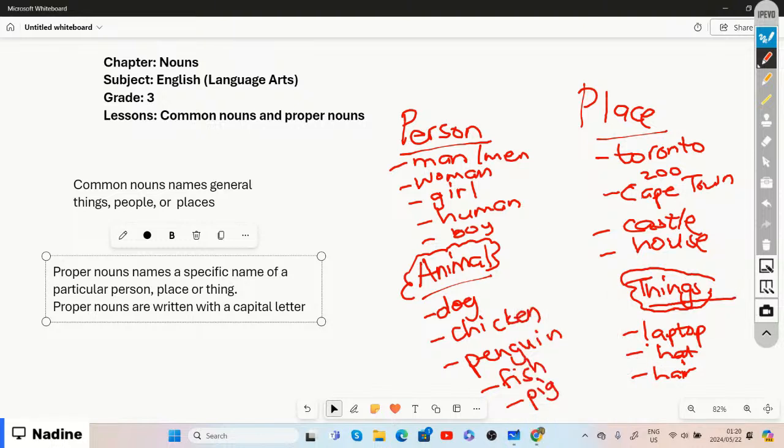All right. So if we look at general things, yes, it can be light. Guys, it can be a lot of things, right? General things, light, paper, laptop, computer, even the chair that you're sitting on, the table that you're sitting at, right? Those are all general things, and it falls under the chapter of nouns, right? Even your purse, yes. And it falls under the chapter of nouns.